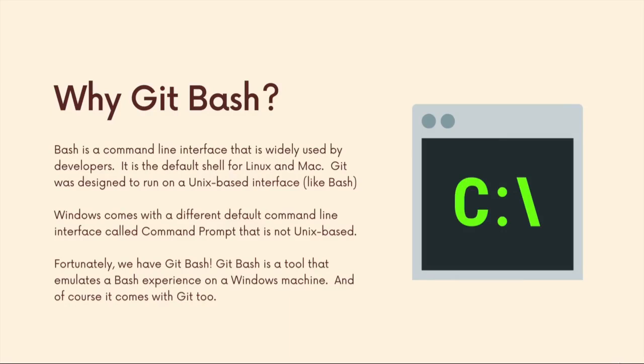There's this shell, called bash, that is the default shell for Linux machines and for Macs, so it's a lot easier on those machines. We don't have to jump through any hoops. On a Windows machine, we have to download something called Git Bash, which we're about to do. Git Bash is going to emulate a bash, a Unix experience, on our Windows machine.